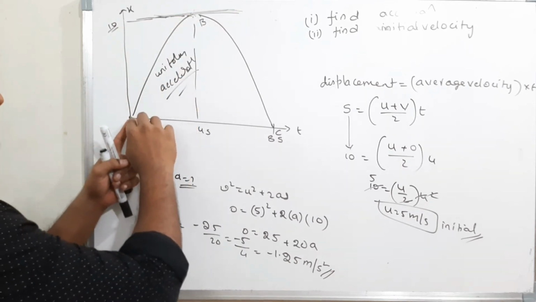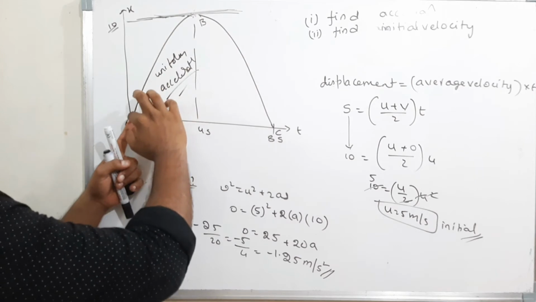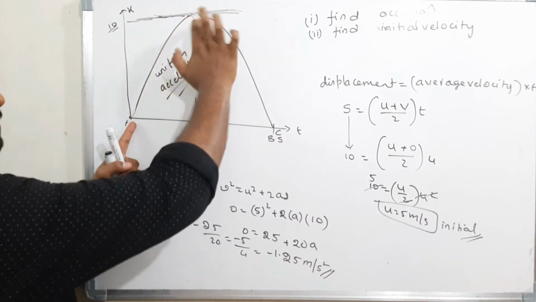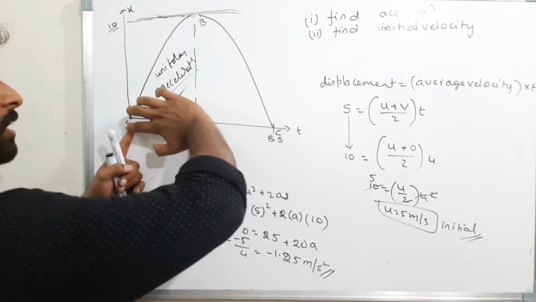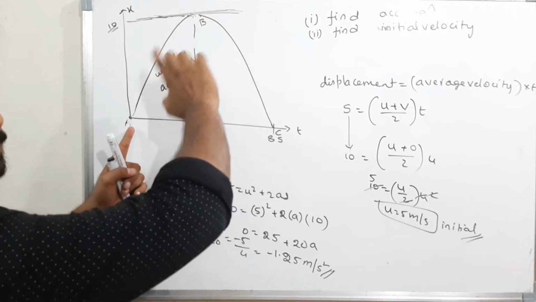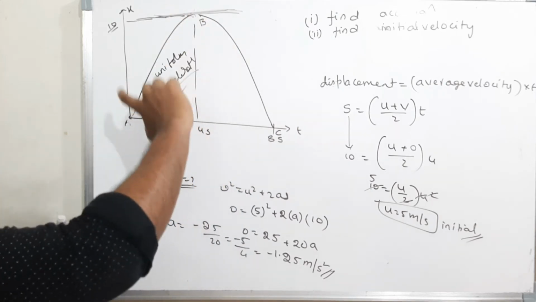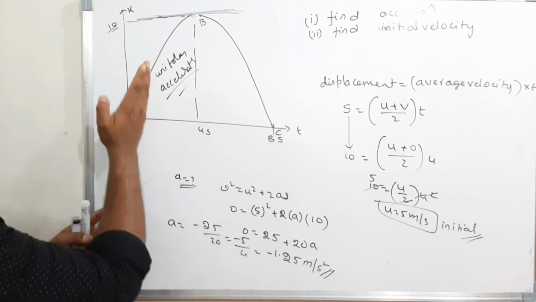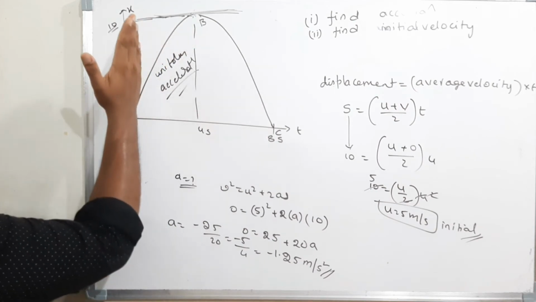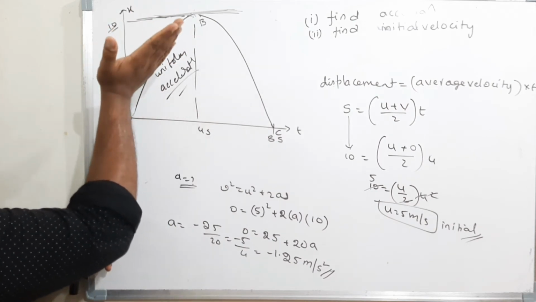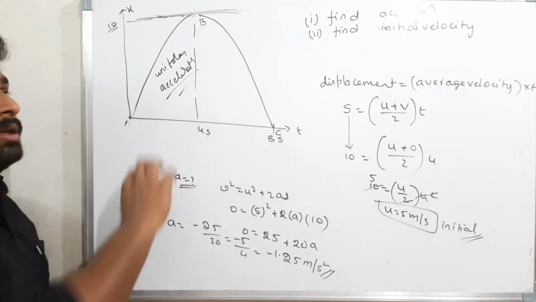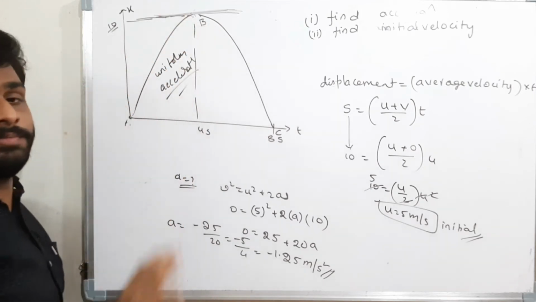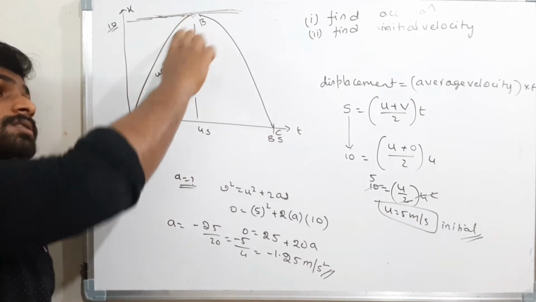Now I am assuming only from A to B, and this is a curve. In an xt graph, the curve represents acceleration. See here, the curve: the velocity is not the same. The velocity is gradually decreasing. If the velocity is decreasing, that means it has a uniform acceleration. Therefore, this is a uniform acceleration curve. The body is moving with a uniform acceleration from A to B.